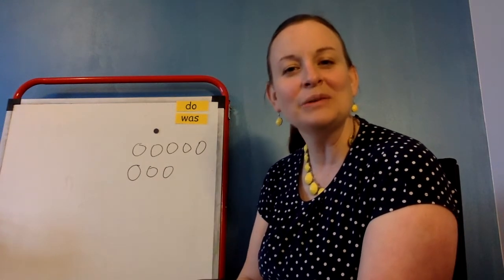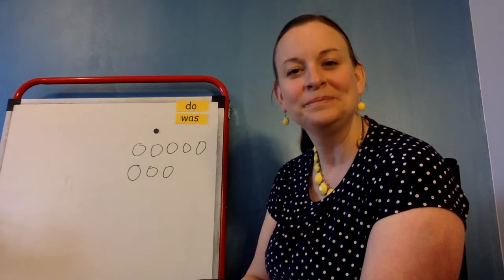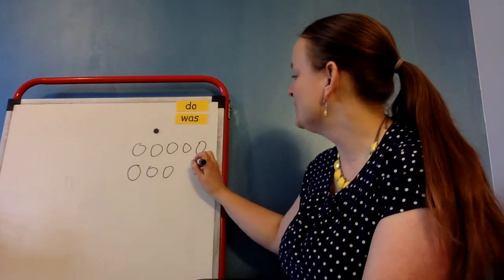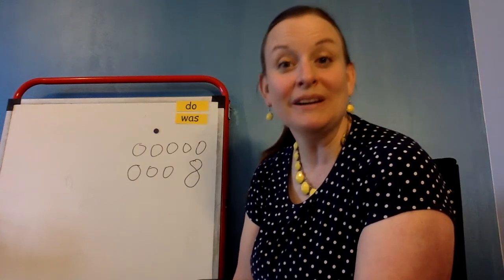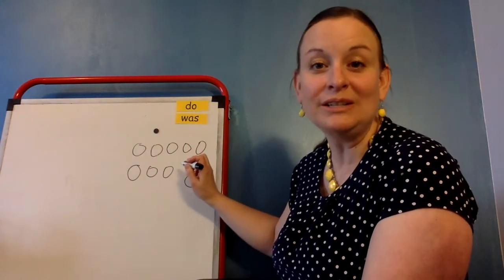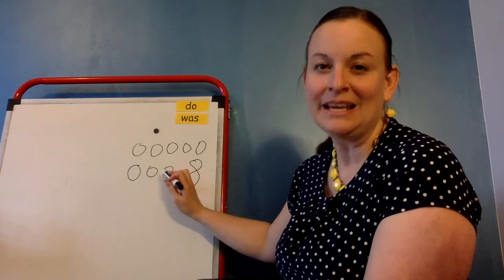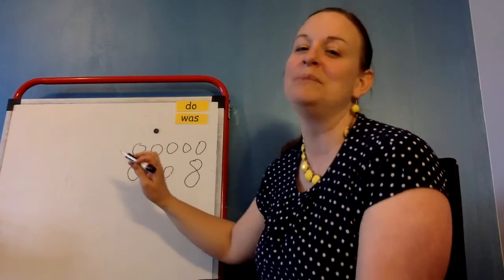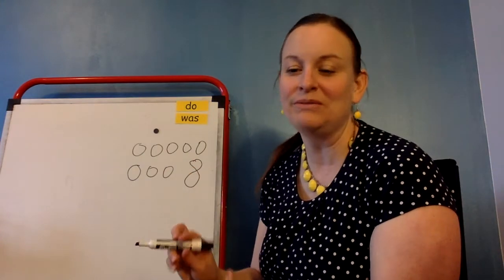How many cows and ducks did I see all together? 8. So we need to write an 8. Now remember, with our counting on strategy, I don't want you to count these 5. We already know it's 5. I want you to go 5, 6, 7, 8. If you have to count all of them, it's okay, but I do want you to try to count on instead of counting those 5.